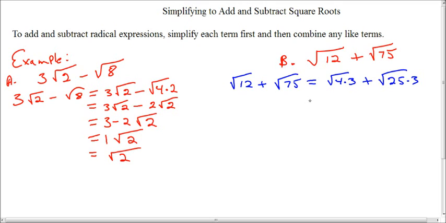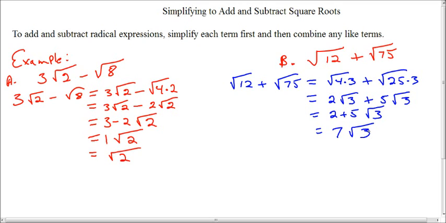Okay, as we go on, now that we've found 2 perfect squares on the inside, let's simplify them. And we see the square root of 4 is 2, then we have times the square root of 3, plus the square root of 25 is 5 times the square root of 3. And again, we have like terms because radicands 3 and 3 are like terms, so we can simply just go and say now 2 plus 5 square root of 3, that will give us 7 square root of 3.